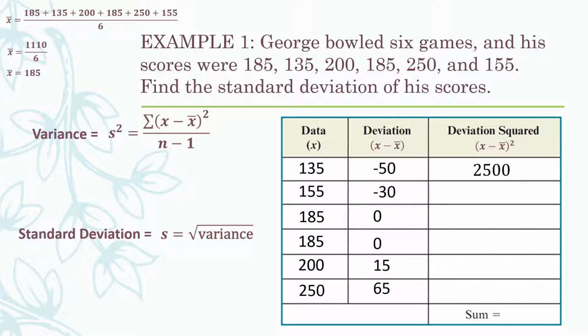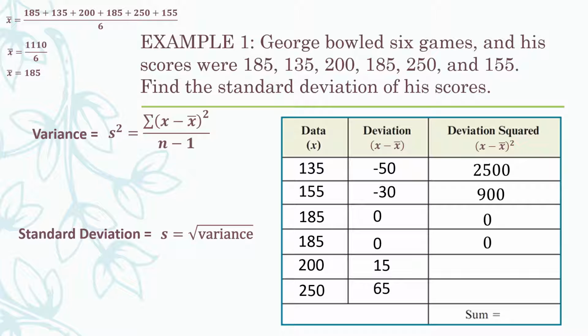Alright, let's square our next deviation. This one is also negative, so we're going to put negative 30 inside the parentheses, so negative 30 squared. Negative 30 squared is 900. Then we're moving on to our easy deviation, which was 0. 0 squared, that's just 0 times 0, which is 0. Then once again, we got 0 again, so 0 squared, 0 times 0, which is 0.